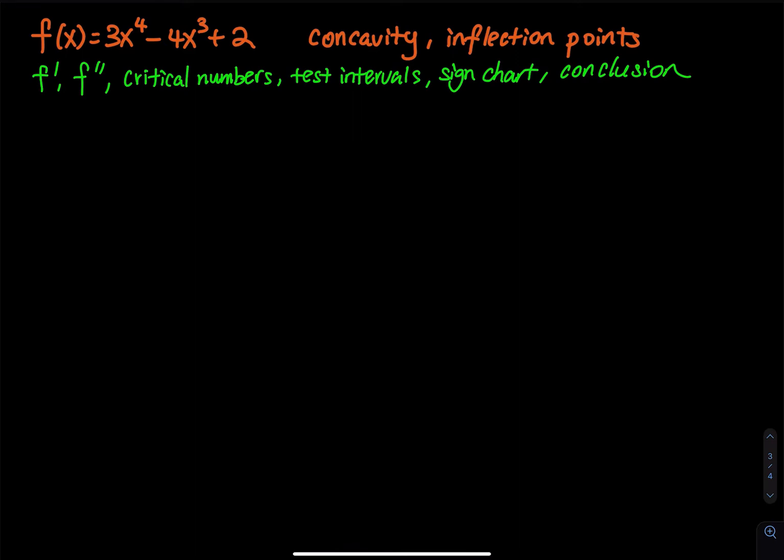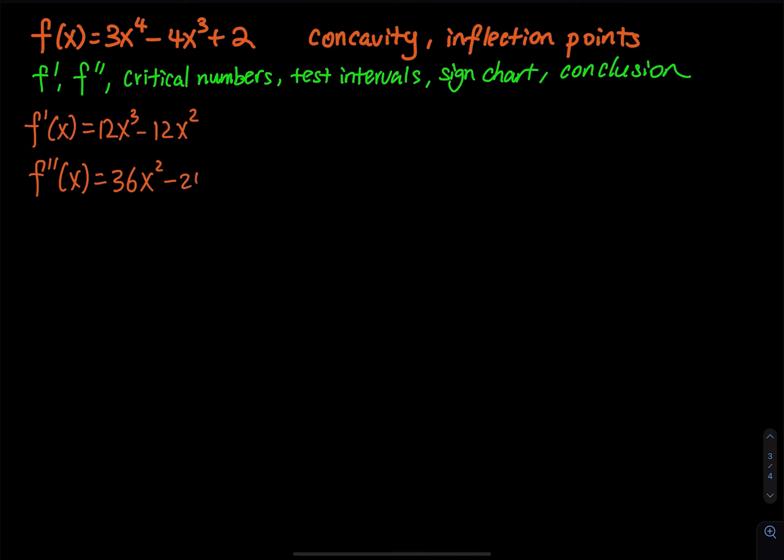Okay, f prime. So this is a 12x to the third, and then minus 12x squared, and the derivative of 2 equals 0. We don't set this equal to 0 now, because setting that equal to 0 is for relative min and max. And then f double prime, bring the 3 down, so you have 36x squared minus 24x.